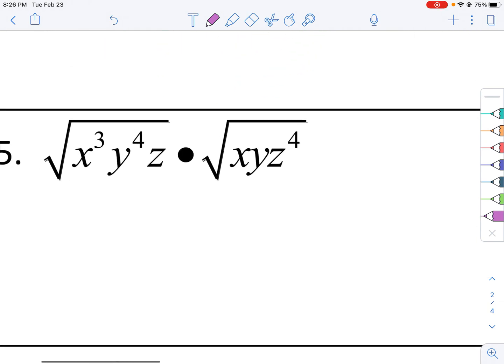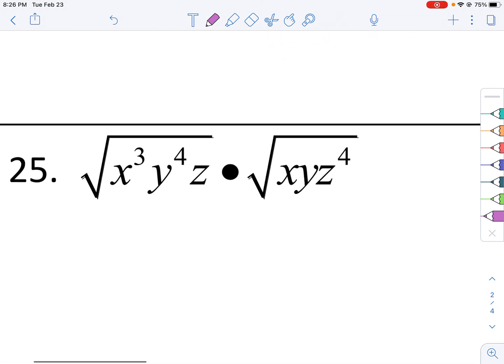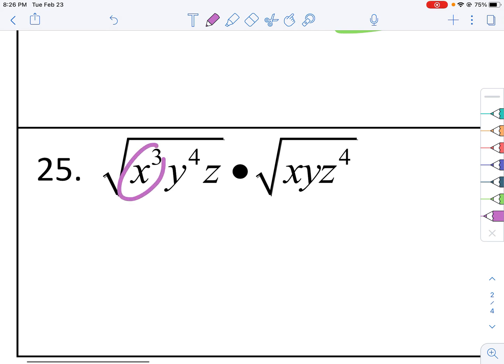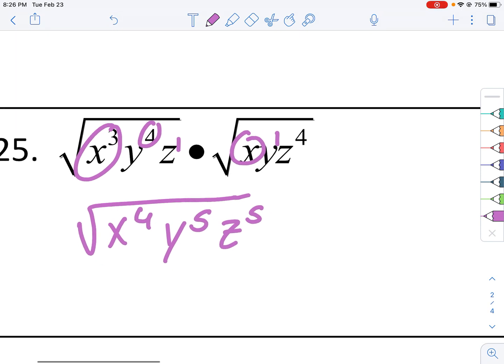All right, almost done here, guys. So multiplying radicals, as long as they have the same index or same number out here, right? These are both square roots. We can combine them. So this is going to be x cubed and x makes the square root of x to the fourth. Y to the fourth and y to the 1 makes y to the fifth. Z to the 1 and z to the fourth makes z to the fifth. From here, you definitely need to simplify.